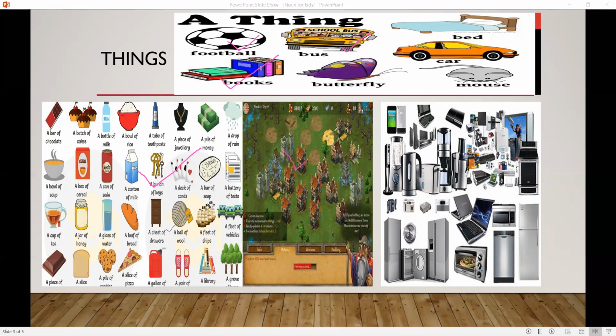Every game which you play has a name, so it is a noun. House appliances which you use, which you see at your home, these are the things. So we call them nouns because we call them with a specific name. Everything which has a name is a noun.